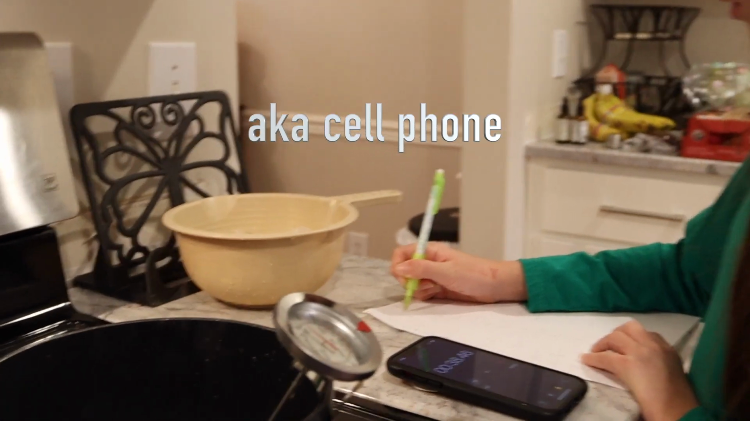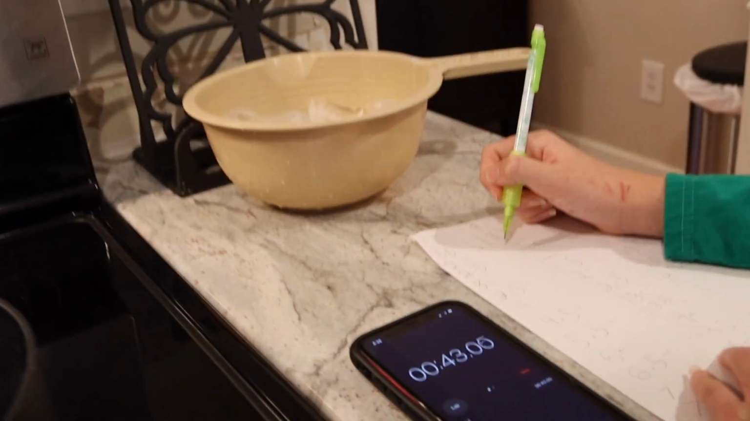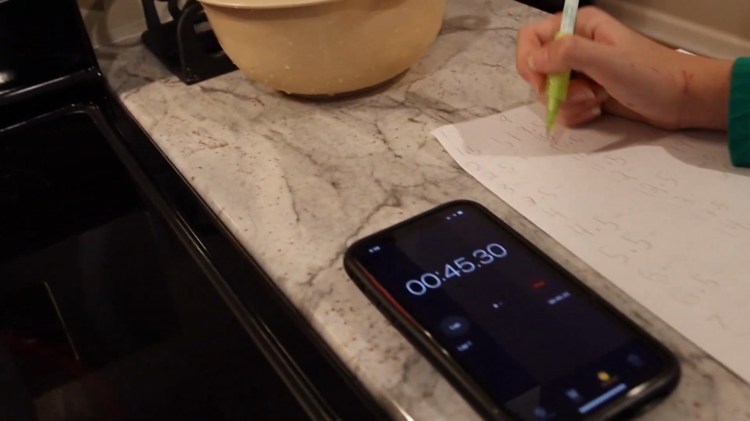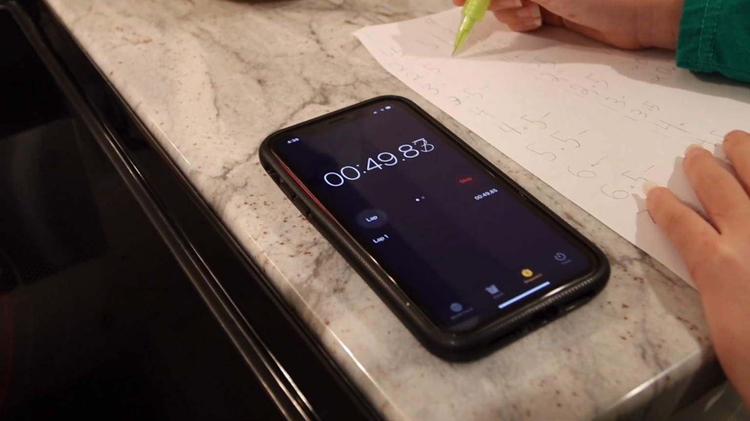Now, using our stopwatch, every 30 seconds we would write down the temperature of the water. Water, of course, boils at 100 degrees Celsius, and this is also an excellent opportunity to talk about the different scales like Fahrenheit and Celsius.